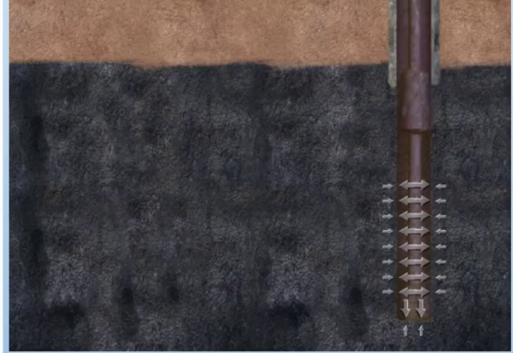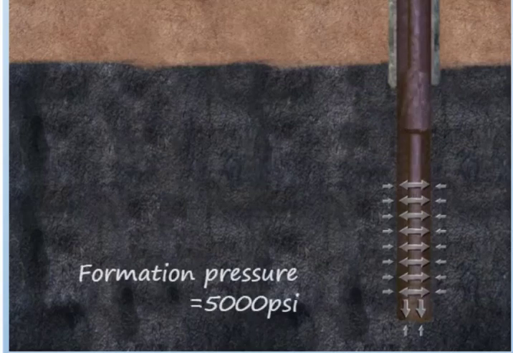A drill bit can be seen here cutting rock, with the drilling fluid transporting the cuttings back to the surface. In well control, the hydrostatic pressure created by the drilling fluid column must exceed the pressure exerted by formation fluids. Consider a situation where the formation pressure is 5,000 psi.